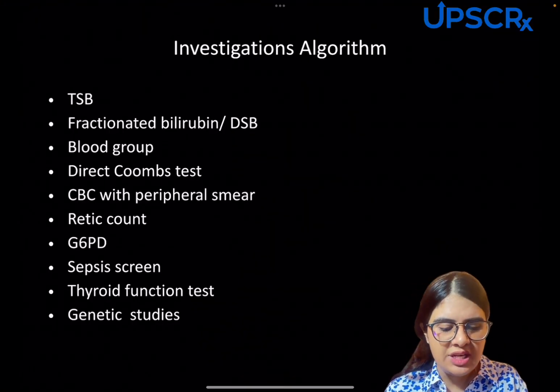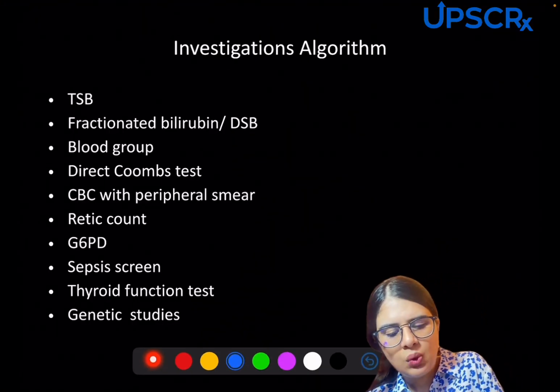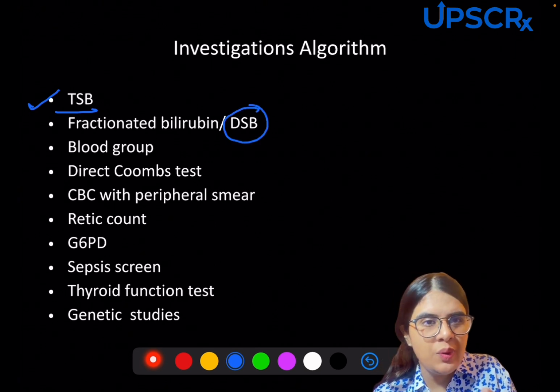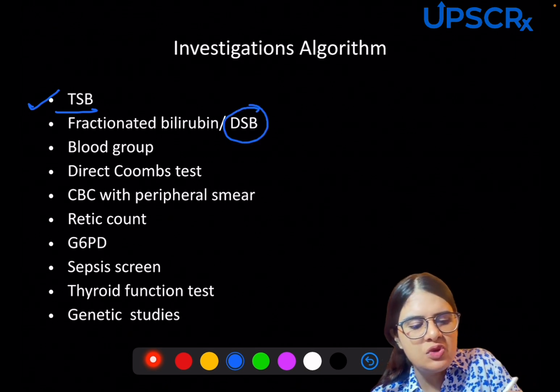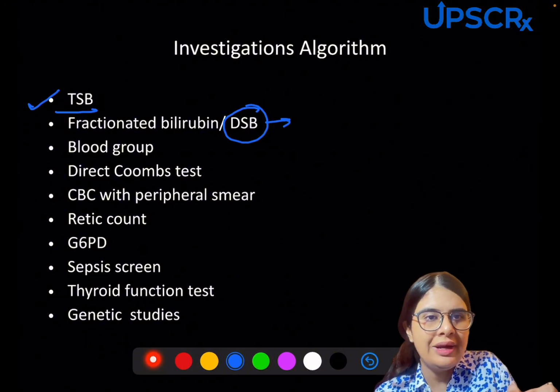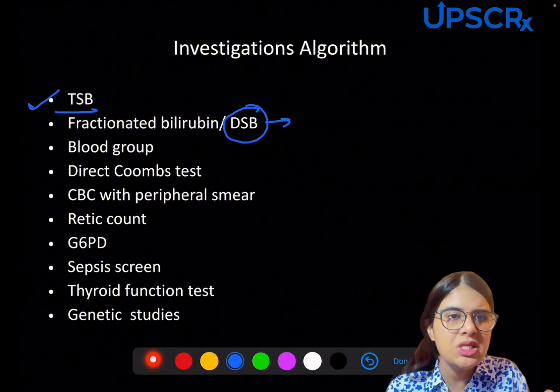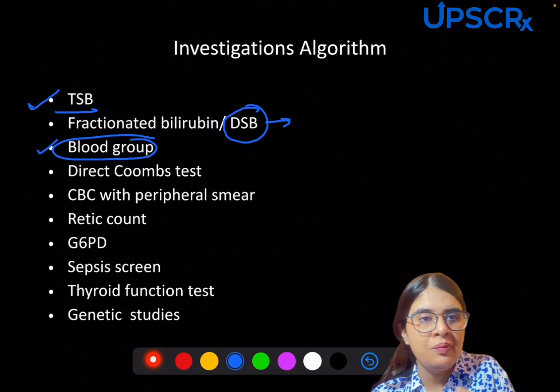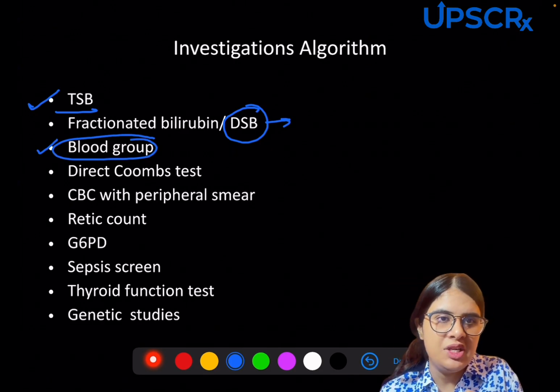Now, what are the investigations that you have to do? You have to check the total serum bilirubin level. You have to check the direct serum bilirubin. Why do we check direct serum bilirubin? We have to see whether it is conjugated or not. If direct bilirubin is increased, that means it is conjugated hyperbilirubinemia. You have to see the blood group, for Rh incompatibility, which we'll study.